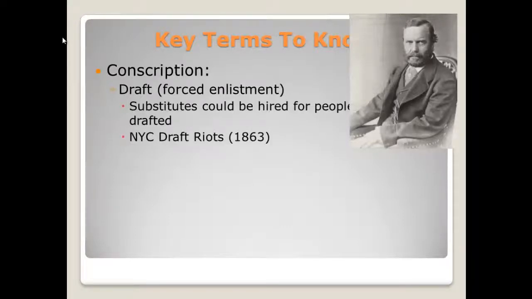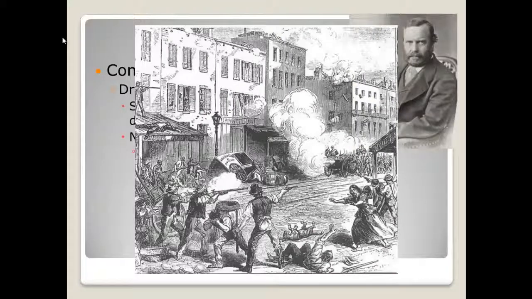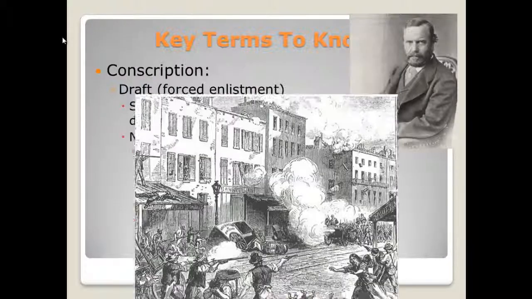We see as a result of the draft that in New York City there are draft riots that happened in 1863 in which hundreds of people were killed. And it involves mostly Irish Americans and African Americans. And you'll hear a slogan during this time begin to develop, which can be applied to lots of wars, but certainly this one, which said that it was a rich man's war, but a poor man's fight.